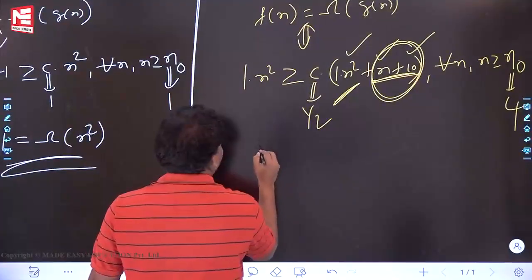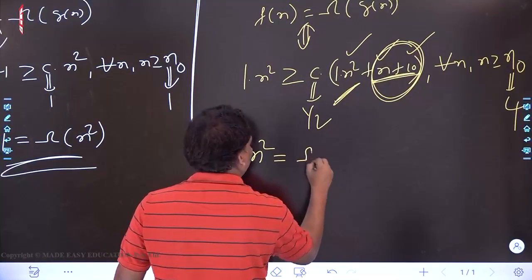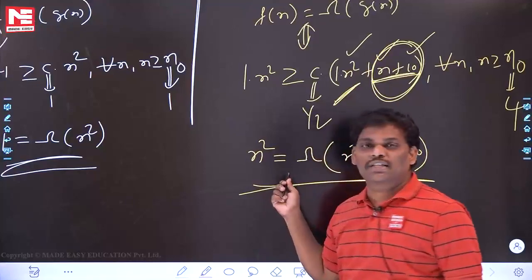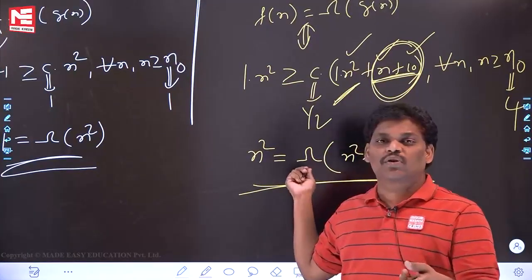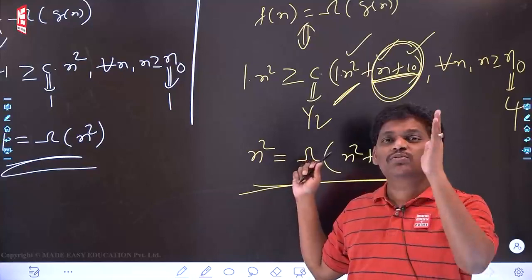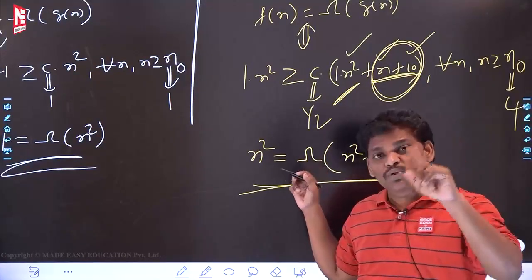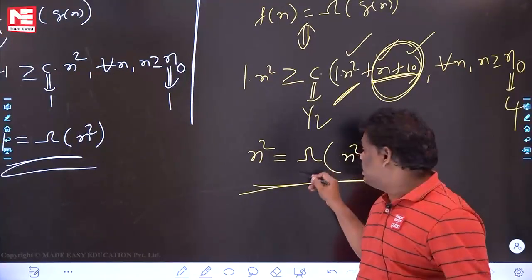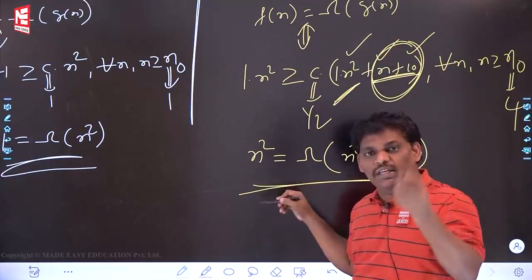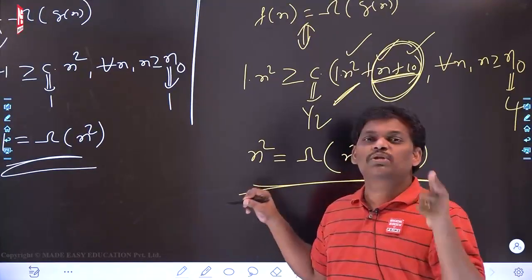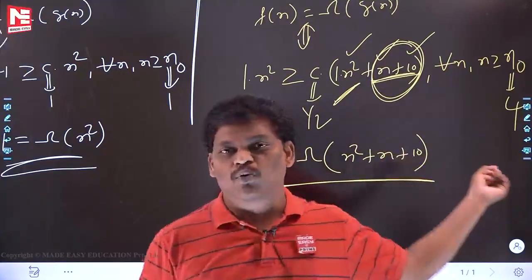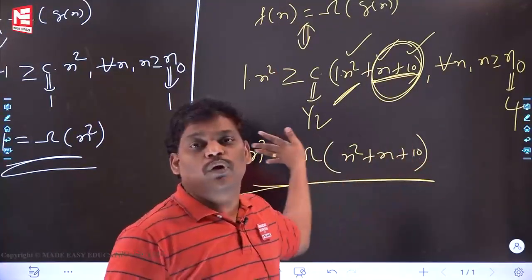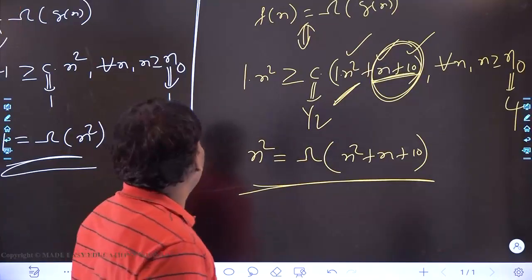Next one. So what is the final answer? N square is omega of n square plus n plus 10. And I want an answer from you. What is the meaning of this line? Because of omega, the meaning of this line is comparing left and right. Right will be smaller or equal. Some students are asking, how can you say that right is smaller? There is a C. Omega means there is a C which can make sure that right will be smaller or equal. How can we make it? I proved also. C value 1 by 2. From n0 = 4 onwards, this story goes on. I think the third example is also okay.